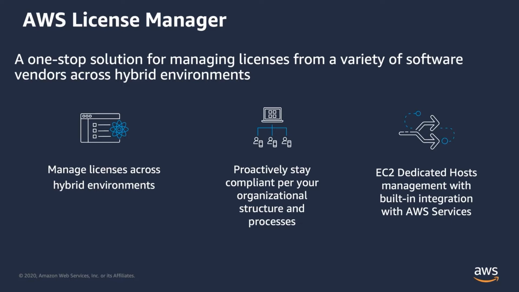Now, enterprises would rather focus on innovation for their customers rather than spend significant time and effort managing licenses. So let me introduce the AWS License Manager. AWS License Manager is a one-stop solution for managing licenses from a variety of software vendors, such as Microsoft, Oracle, IBM, SAP, etc. With AWS License Manager, you can easily bring your existing licenses to AWS and remain compliant based on your license terms and benefit from the existing investments in enterprise agreements that you have with your vendors.